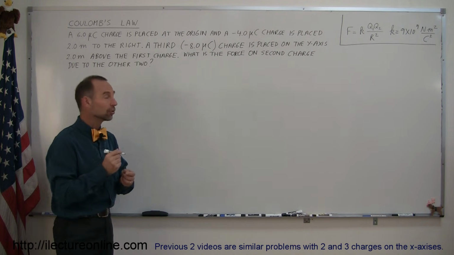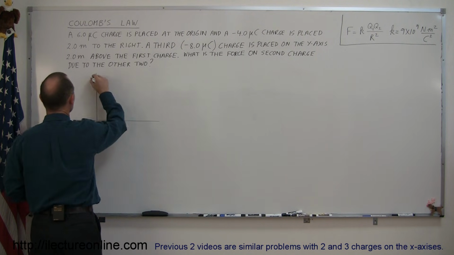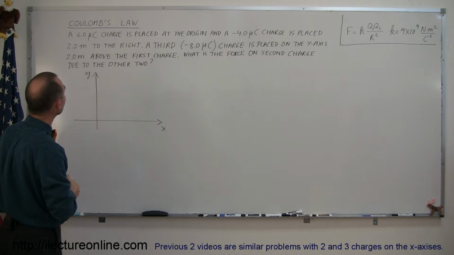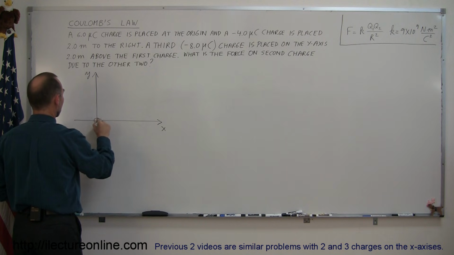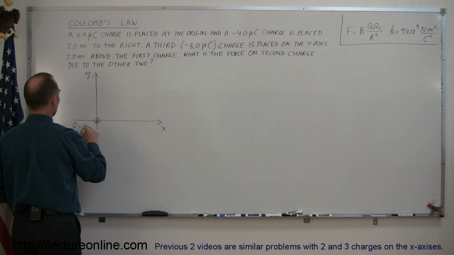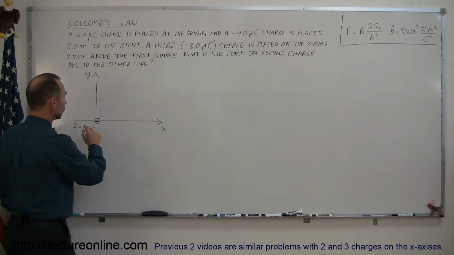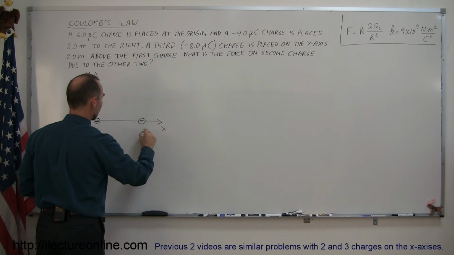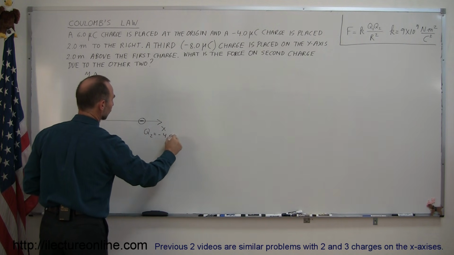All right, let's make a drawing of this. Let's draw a y-axis and an x-axis. There we go. And let's place these charges on them. So we have our first charge right here. That's a positive charge, and we'll call that Q1, and that's equal to 6.0 microcoulombs. It's positive. We have the second charge, 2 meters to the right, a negative charge, Q2, which is equal to minus 4.0 microcoulombs.